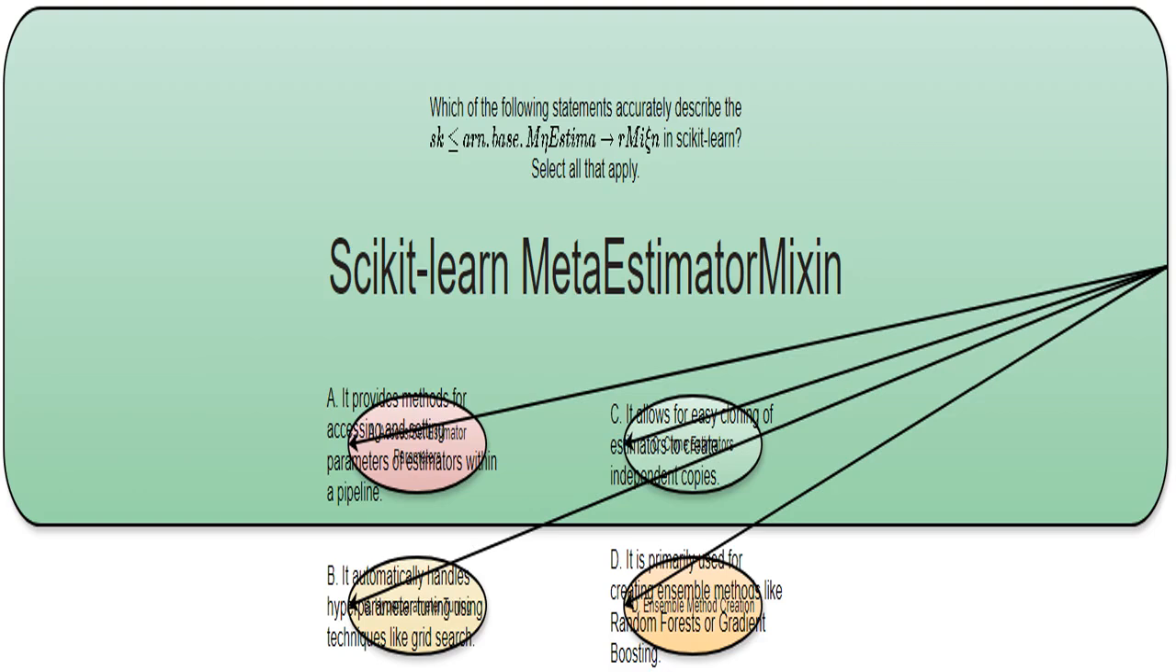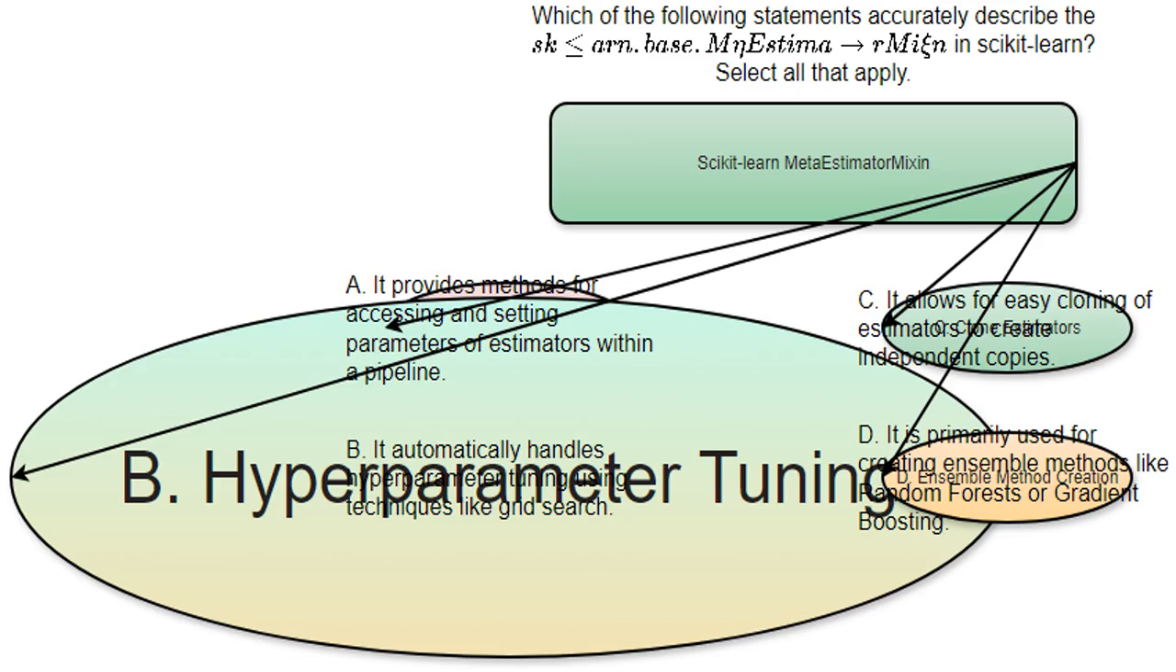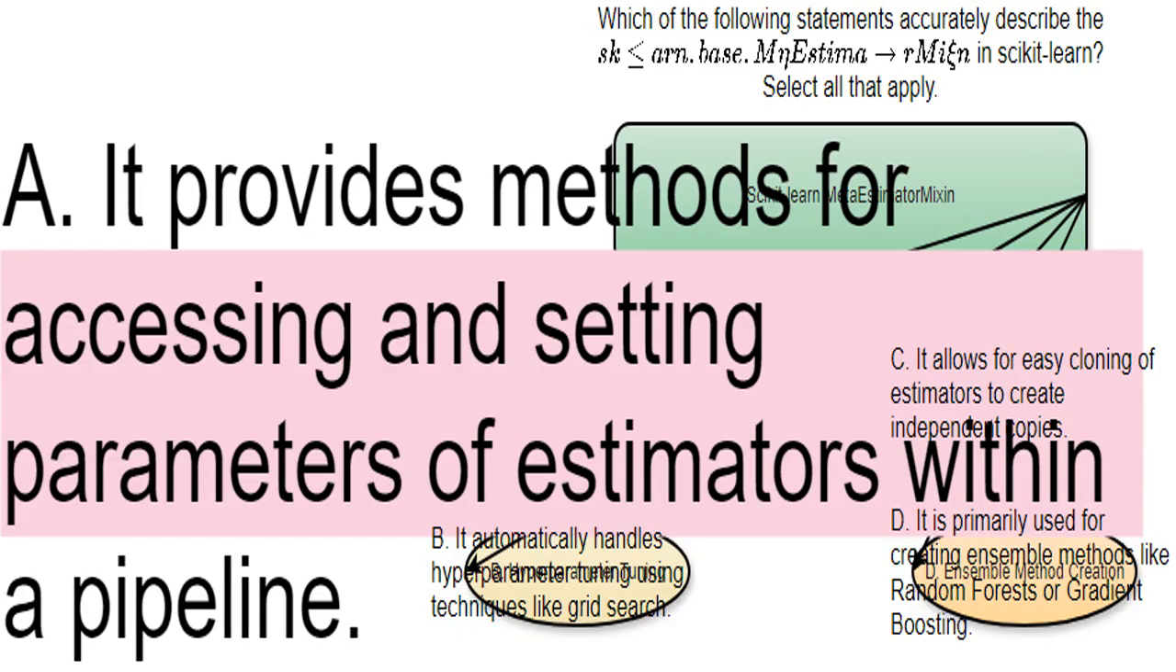Sklearn's MetaEstimatorMixin is a powerful tool. I use it to manage machine learning models. It's like a toolbox. It doesn't build the models itself, but provides essential tools to work with them. This is the core question. We're evaluating our understanding of the MetaEstimatorMixin. This statement is correct.